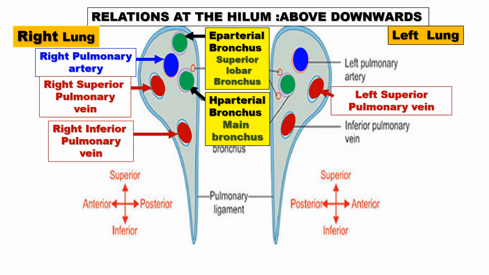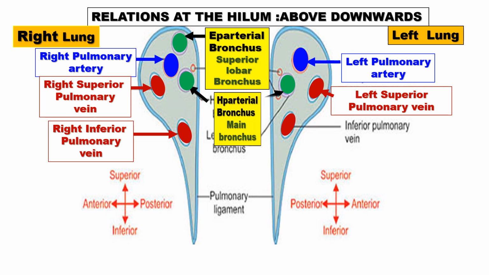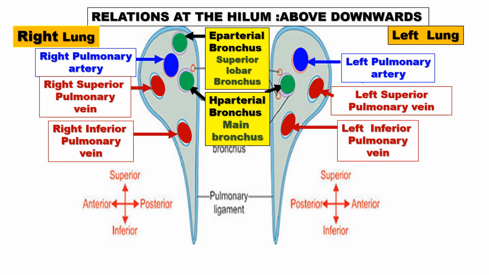On the left side, the most superior structure is the left pulmonary artery. Then we have the hyparterial bronchus or the principal bronchus. The most inferior structure is the inferior pulmonary vein. So on the right side we have four structures. On the left side we have mainly three important structures.